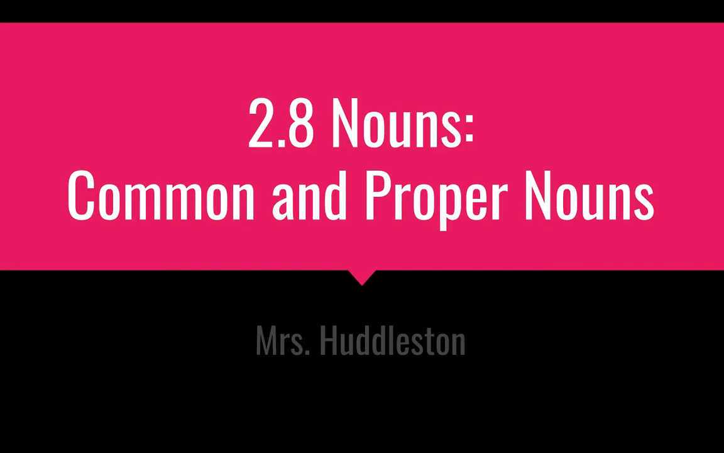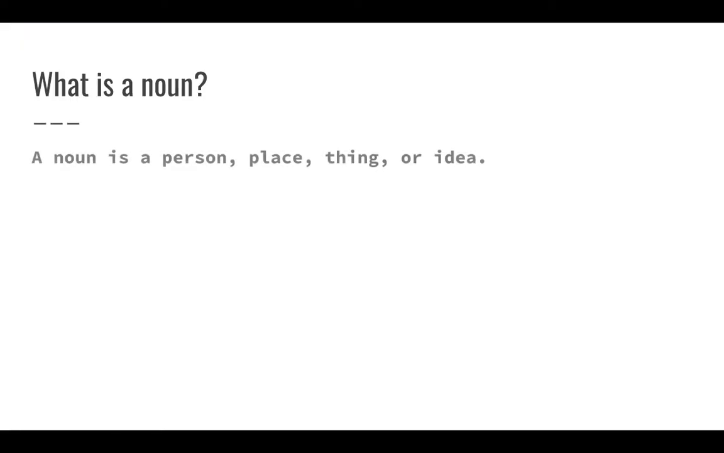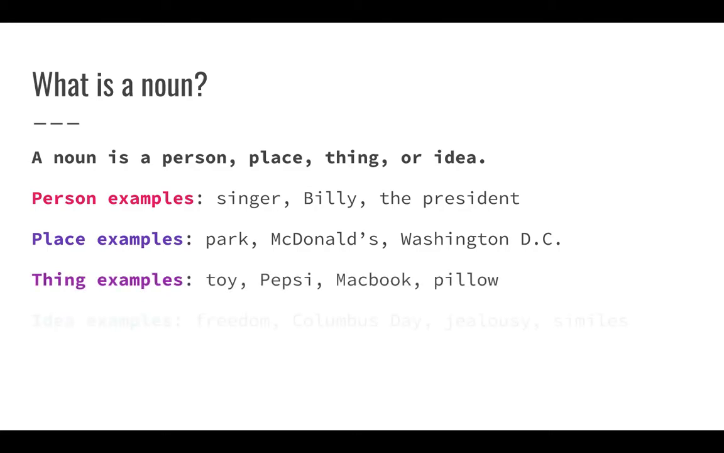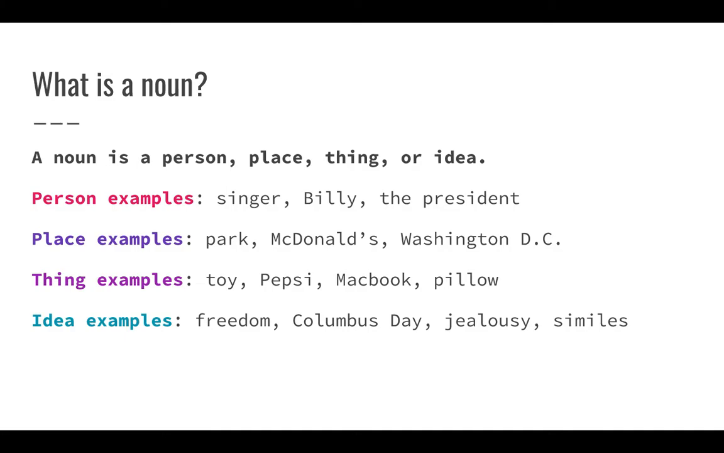This week we're going to look at common and proper nouns. But first we need to know what is a noun. You've probably known this for a long time. It's a person, place, thing, or idea. As you can see, the person, place, and thing examples you probably already know. But in the idea examples, this is where we're getting into our new 6th grade content.